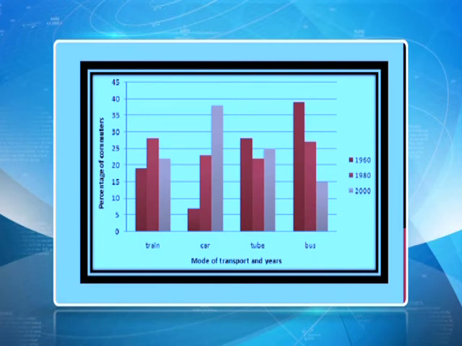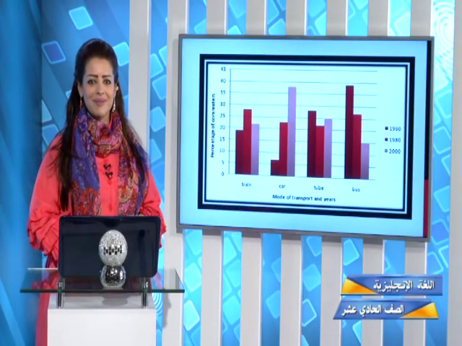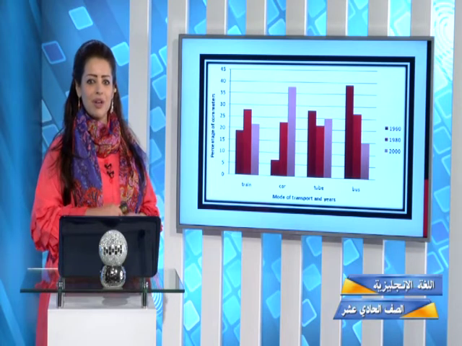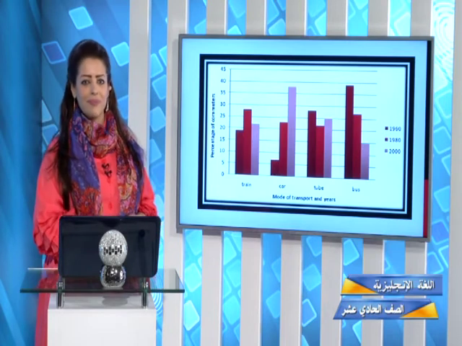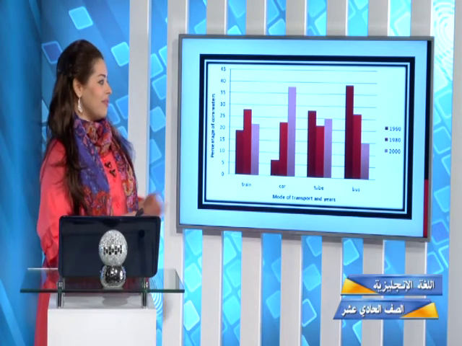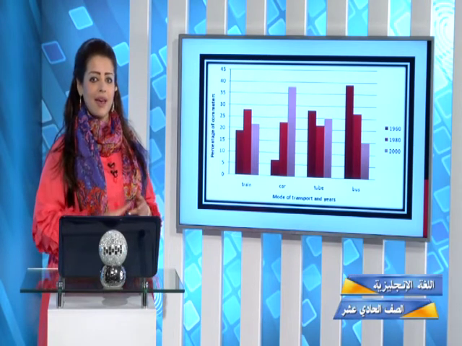Let's look at the chart together. What do you see? We have means of transport below. What are the different transports? We have train, buses, cars, tubes, correct? And we have percentage of commuters. What is the meaning of commuters? It means when someone or the people are traveling from place to place or going from one place to another. And we have 3 different years, which are 1960, 1980, and 2000.